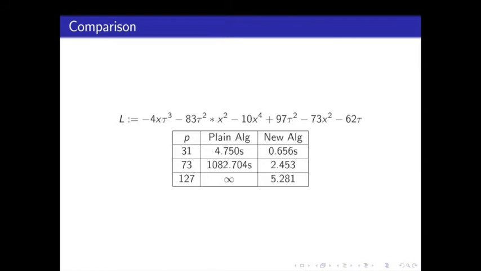For example, it's possible that an operator is irreducible in characteristic zero, but it's reducible in some characteristic p field.